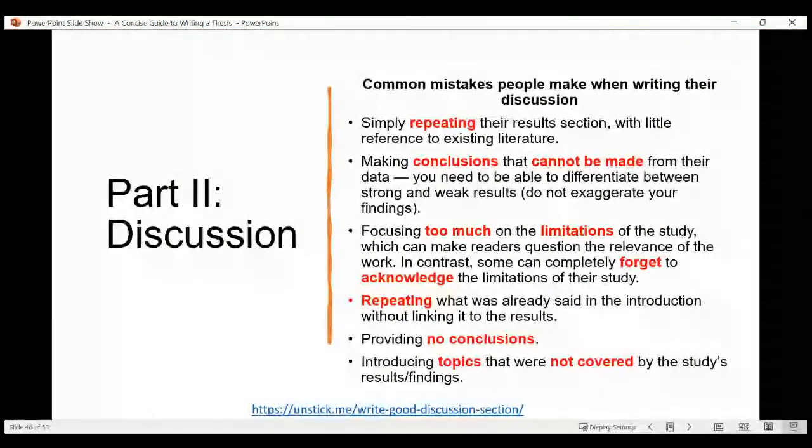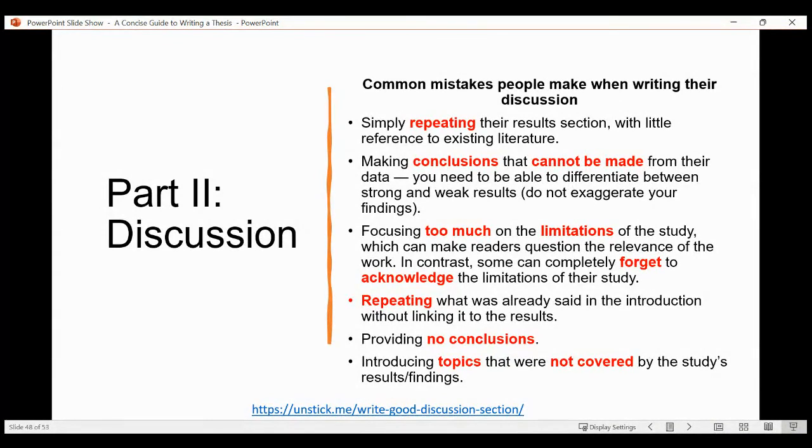Common mistakes people make when writing their discussion. Simply repeating the result section or making general conclusions that are not related to the research questions. Focus too much on the limitation of the study or forget to acknowledge the limitations. This is very important. Again, repeating the introduction or the literature review in the discussion without analysis, without deep and in-depth analysis. Providing no conclusion, just a discussion and that's it.